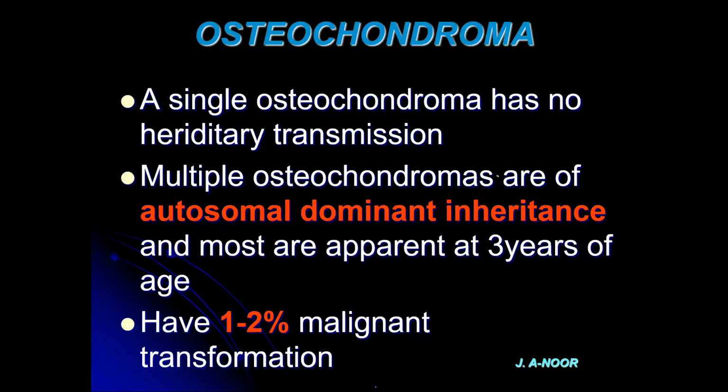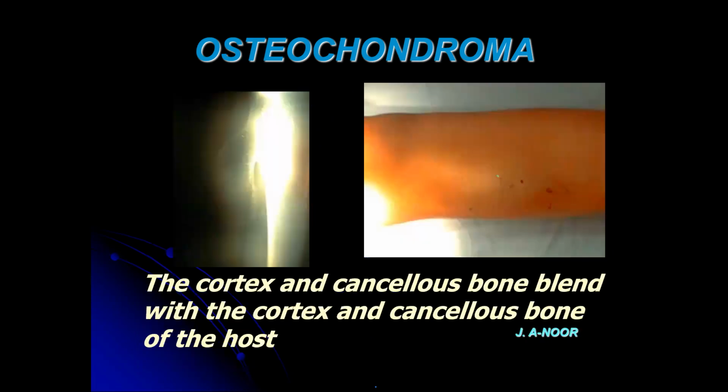A single osteochondroma has no hereditary transmission. Multiple osteochondromas are of autosomal dominant inheritance, and most are apparent at 3 years of age. They have a 1 to 2% malignant transformation.